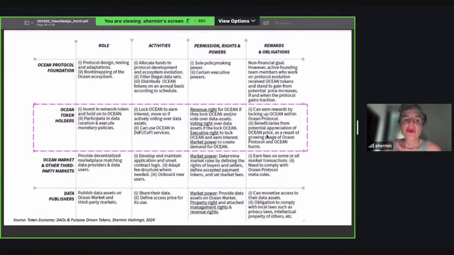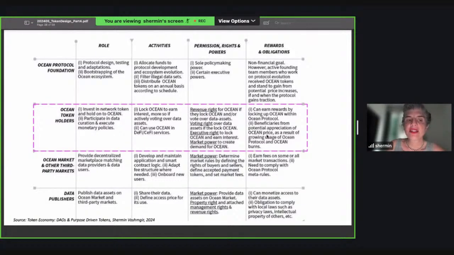Ocean token holders are also a very important stakeholder group. They buy the network token and hold on to Ocean. And with Ocean, they can participate in data curation or execute certain monetary policy activities, such as locking Ocean to earn interest, and they can lock Ocean to actively vote over data assets. They can also use Ocean in other DeFi and CeFi services, potentially earning interest, etc.